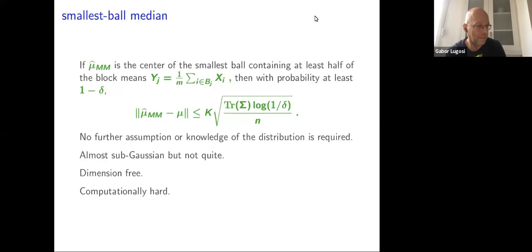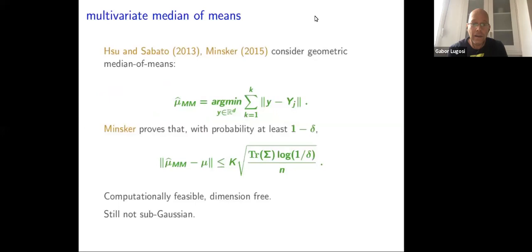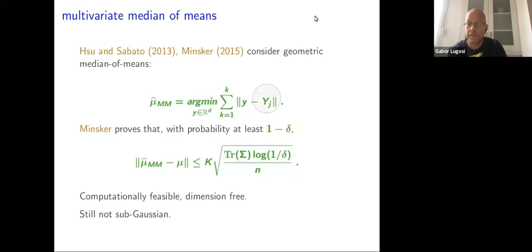The disadvantage of this algorithm is that finding the smallest ball is computationally hard. But you can actually replace it by the geometric median, which is the solution of a convex optimization problem. This can be solved almost in linear time, so this is really nice, and it satisfies the same kind of inequality.